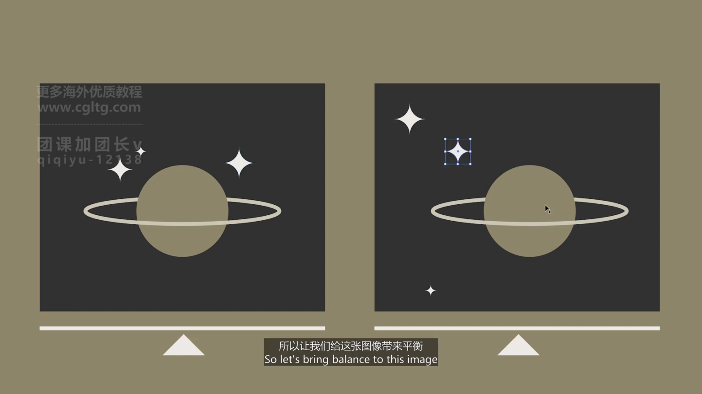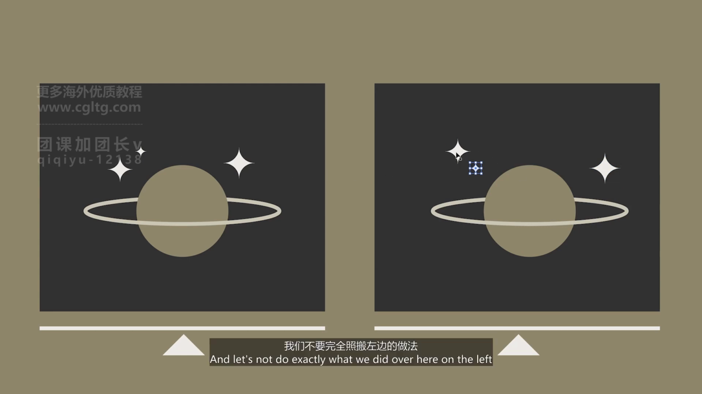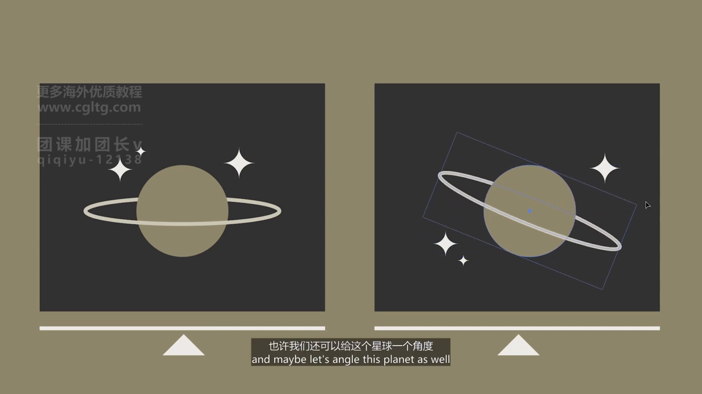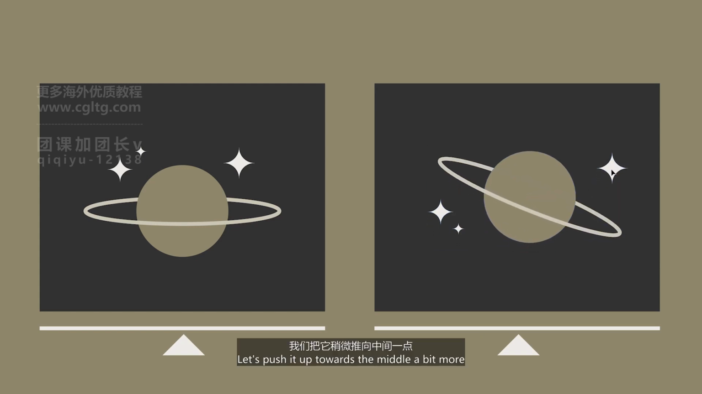So let's bring balance to this image. And we don't need to use the same arrangement as before. We have one star that's larger, so maybe we put that on one side, and then the two smaller ones on this side. And let's not do exactly what we did over here on the left. Let's put these over on the bottom, and maybe let's angle this planet as well. That lets us create some symmetry vertically as well. Let's push it up towards the middle a bit more.